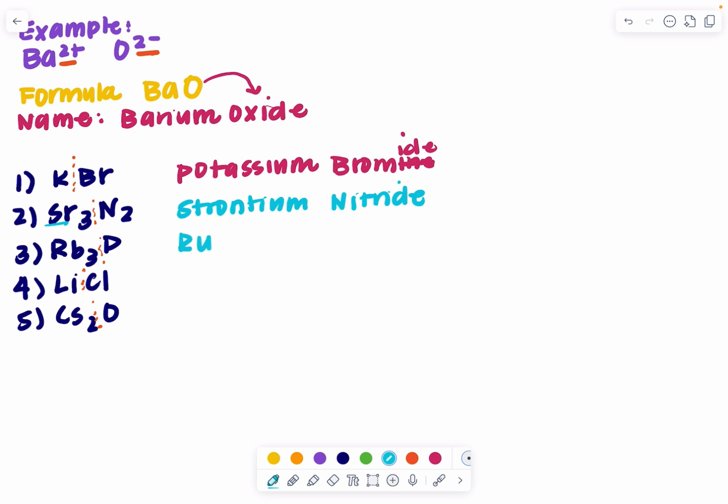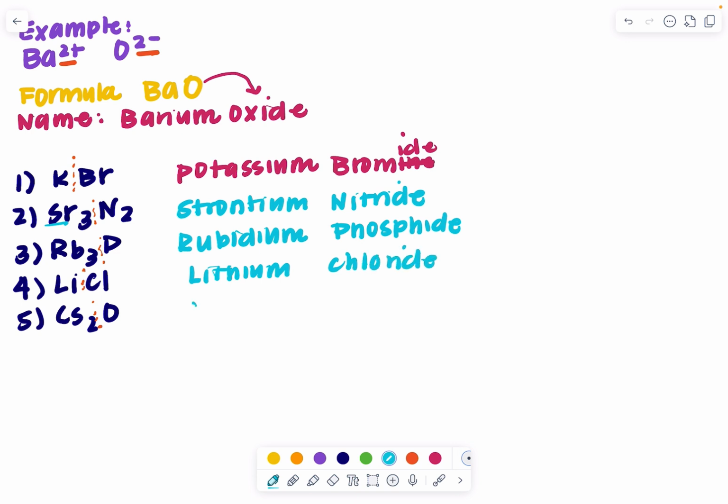Can also do the same thing for rubidium, phosphide, lithium chloride, and then the last one we have cesium oxide. Cool. Going from formula to name, I think is a little bit simpler than going from the name to the formula. Okay.